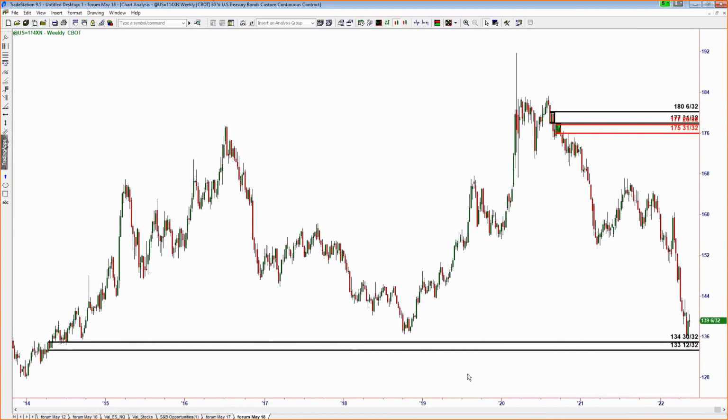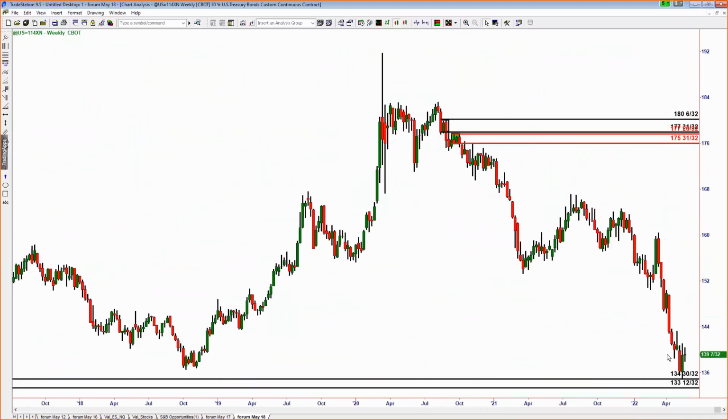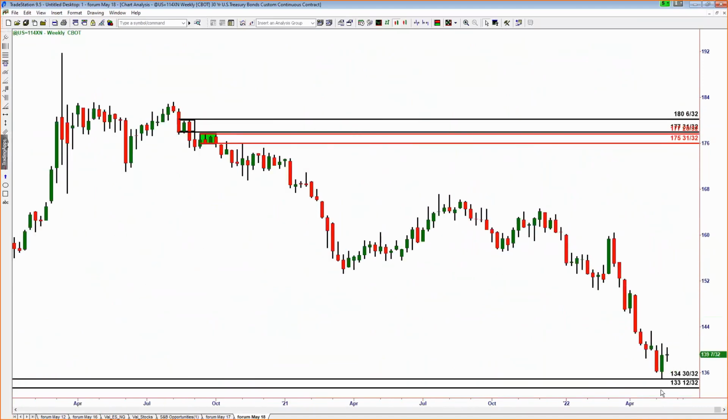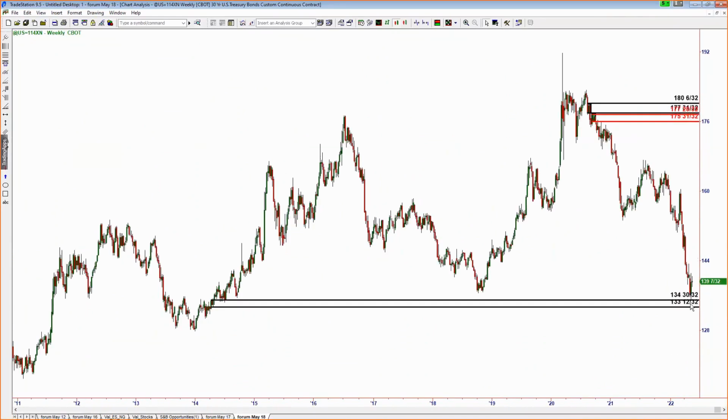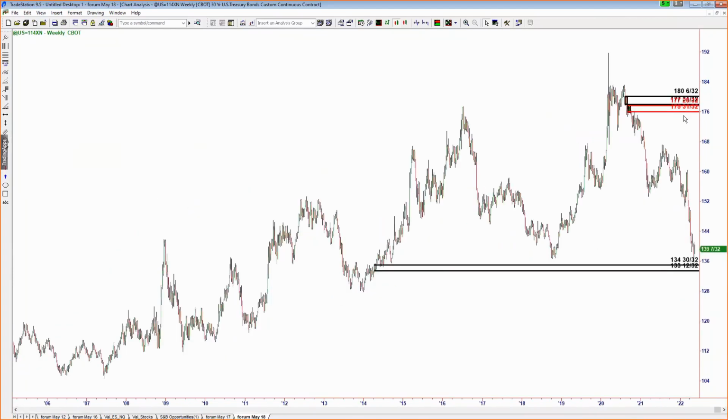Okay, so just want to point out the 30-year bond does have a, well, it looks like we hit it already. This is a weekly demand zone that we hit. So we just touched it. So the likelihood is that there's still a significant supply-demand imbalance down here.